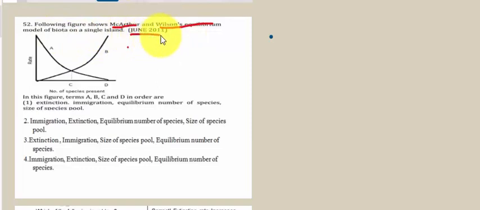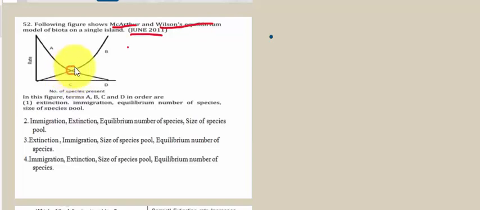This is a question from June 2011. So let's see the question. One graph is given and the question is, in this figure, terms A, B, C, D in the order. So we need to select the correct option for A, B, C and D. Okay, so let's see first the option 1. A is extinction, B is immigration, C is the equilibrium number of species and D is the size of species pool.